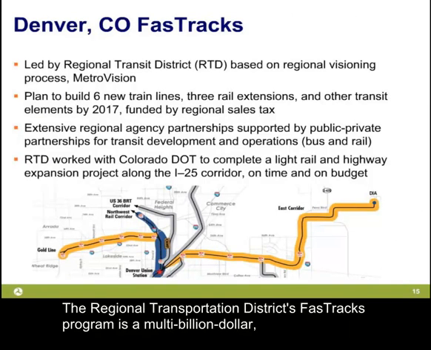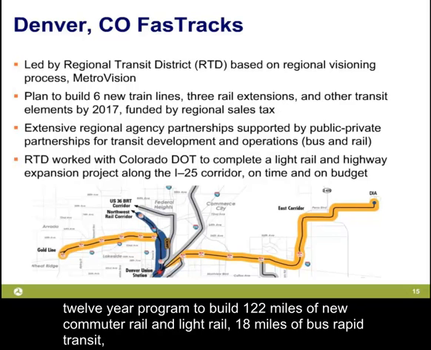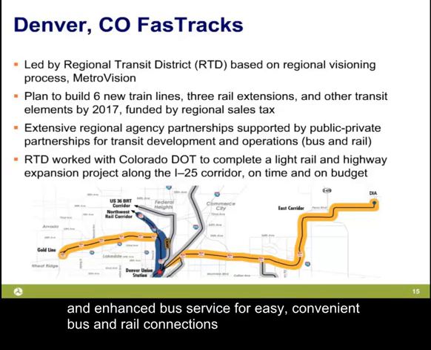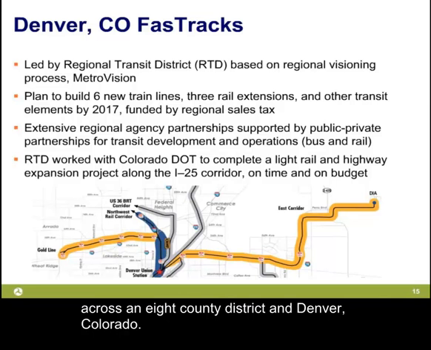The Regional Transportation District's FasTracks program is a multi-billion-dollar, 12-year program to build 122 miles of new commuter rail and light rail, 18 miles of bus rapid transit, 21,000 new parking spaces at rail and bus stations, and enhanced bus service for easy, convenient bus and rail connections across an 8-county district in Denver, Colorado.